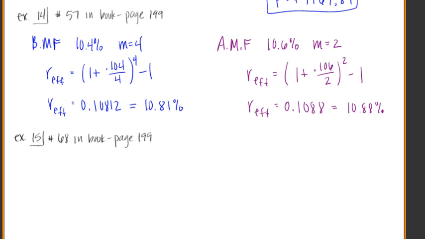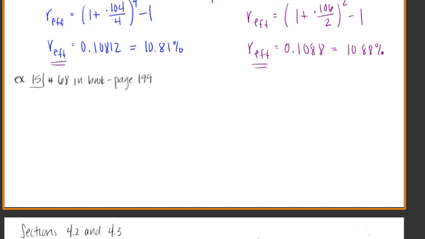10.88%. So the question asks us, back to looking at number 57, which mutual fund has a better rate of return? Well, by looking at the effective rates, we've now gotten common rates, and it looks like since 10.88 is higher than 10.81, then we definitely want to go with Acme Mutual Fund for this case. All right, and again, always use this effective rate formula whenever you want to compare rates. Okay, let's go on to the next problem.